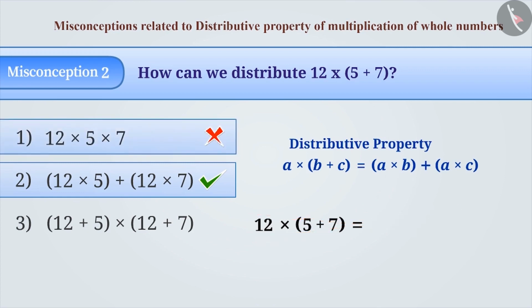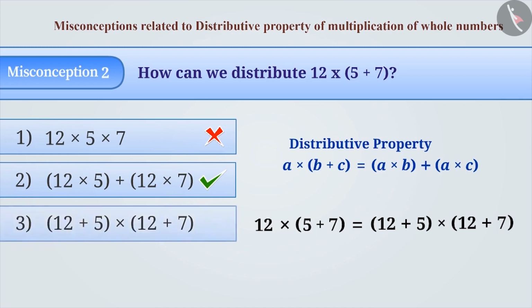Similarly, while distributing multiplication over addition, plus sign is written between the numbers inside the bracket, and the multiplication sign is written outside the brackets. This is also incorrect.